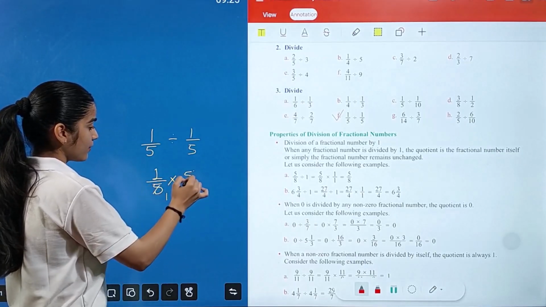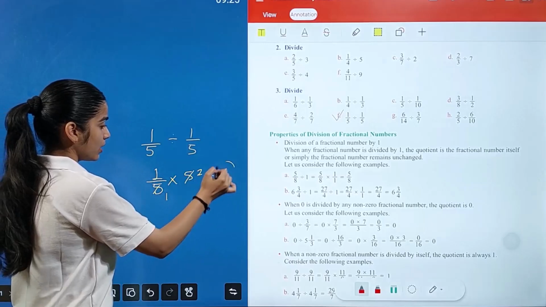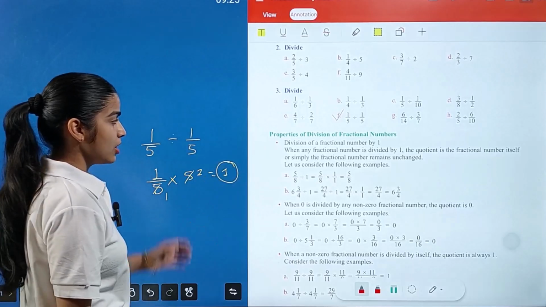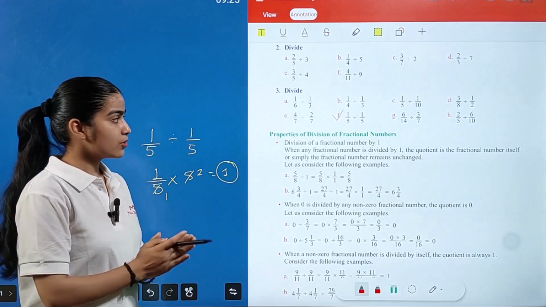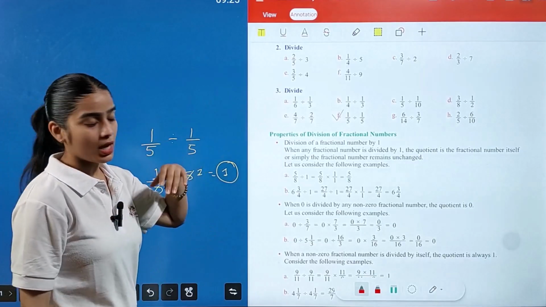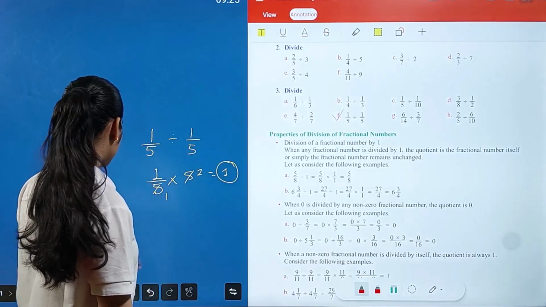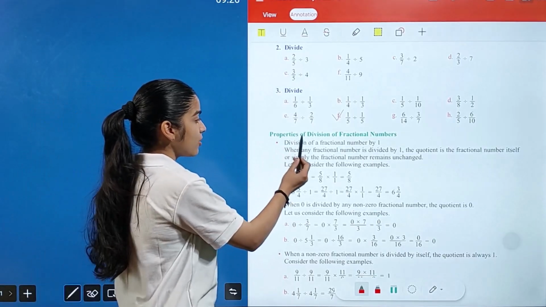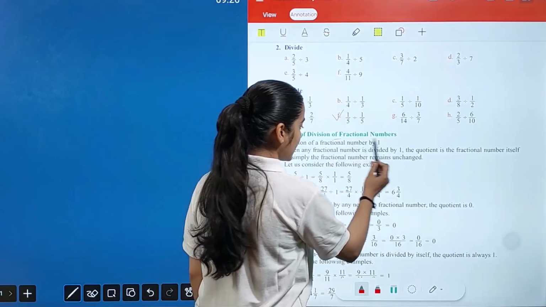5 ones are 5, 5 ones are 5. So you will get 1 as your answer. In the rest of the questions, you have to repeat the same process as I do and you will get your answer. Now we move forward to a new concept, which is properties of division of fractional numbers.